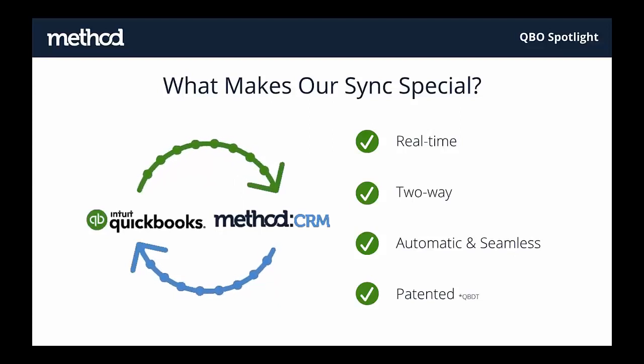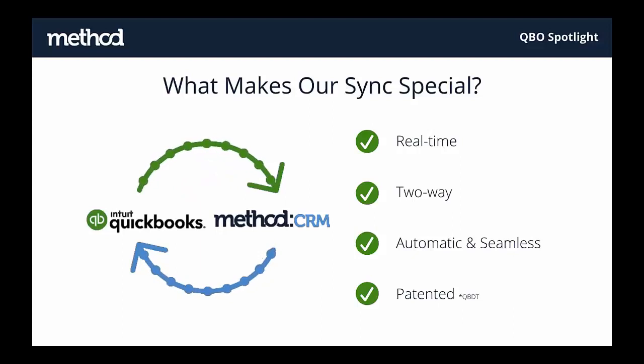So a few points here. It is a real-time sync with QuickBooks. What that means is any information that is in QuickBooks Online or any information that is in Method CRM will sync and maintain that sync in real time. So you don't have to wait for a batch sync. You don't have to wait for a manual sync. You're just entering information as you would normally do. And if you're doing it in QuickBooks, we'll see it in Method.